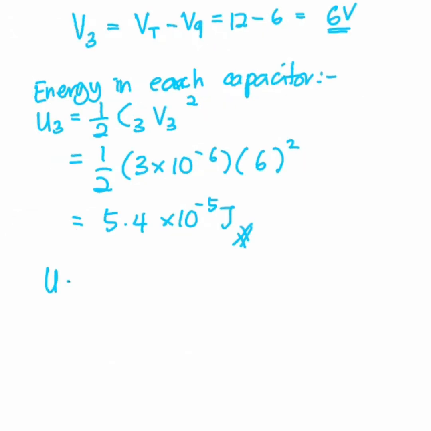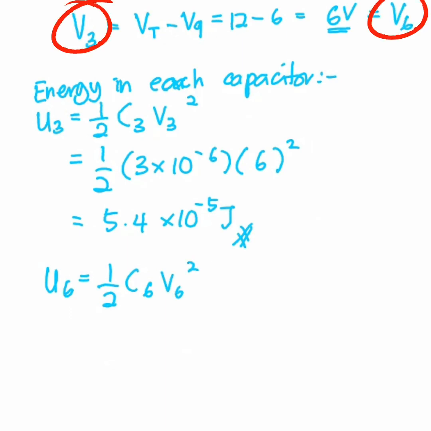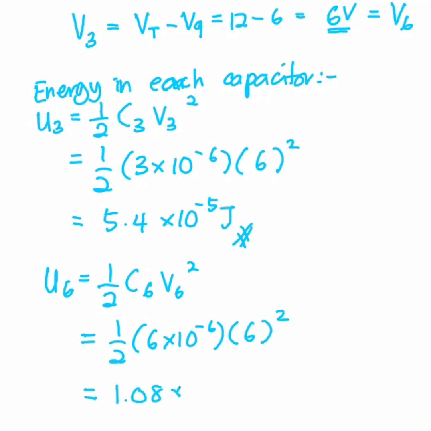The next one, U6. U6 equals to half C6 V6 squared. And since V3 and V6 are in parallel, they are the same. You substitute all the values and your final answer is 1.08 to the power of negative 4 joule.